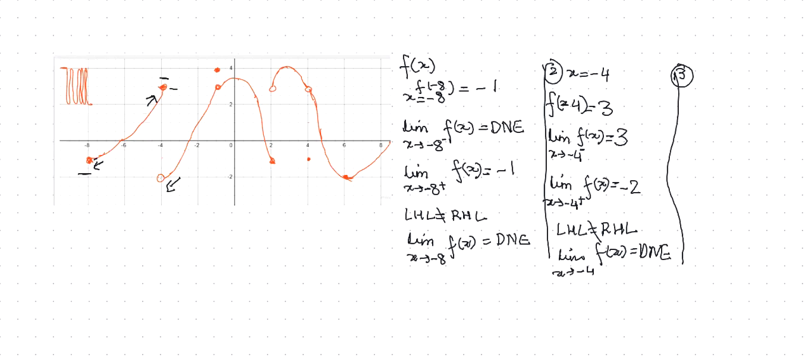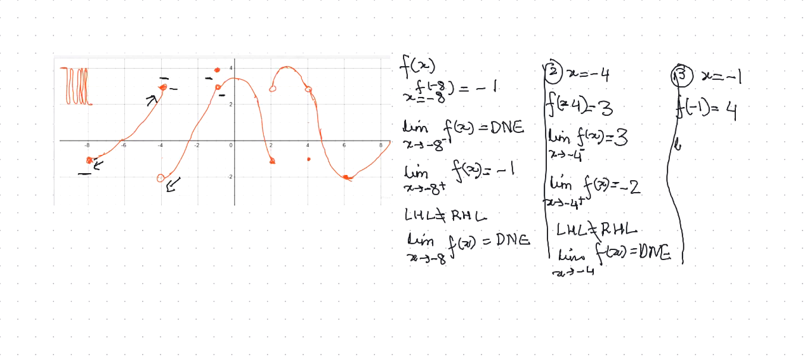So for the third point, we take x equal to -1. The value at -1 is 4. This is an empty dot. This is a closed dot. So f(-1) is 4.